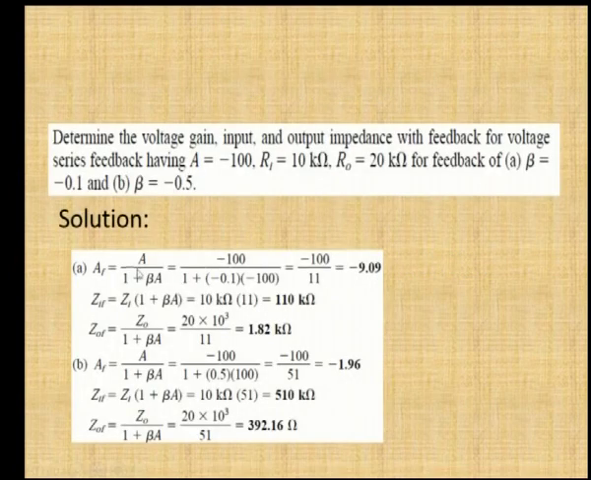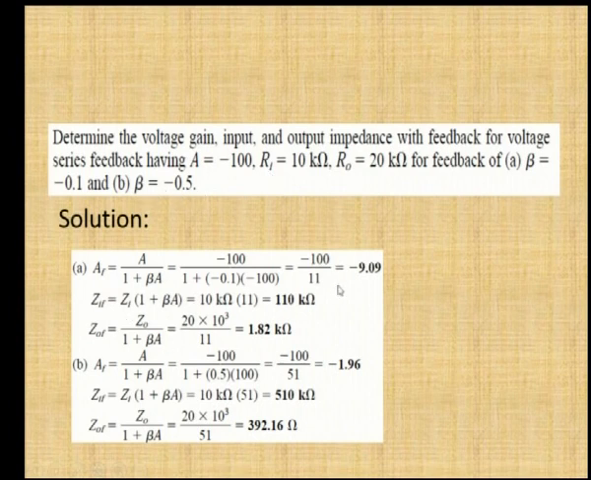This is a small example of the amplifier with the feedback. We are going to determine the voltage gain, input and output impedance with feedback for a voltage series feedback circuit with the gain of an amplifier minus 100, input impedance 10 kilo ohms, output impedance 20 kilo ohms, for the feedback of beta minus 0.1 and beta minus 0.5. So, here we are going to derive the gain of the amplifier with the feedback for these parameters and beta with two values, minus 0.1 and minus 0.5.